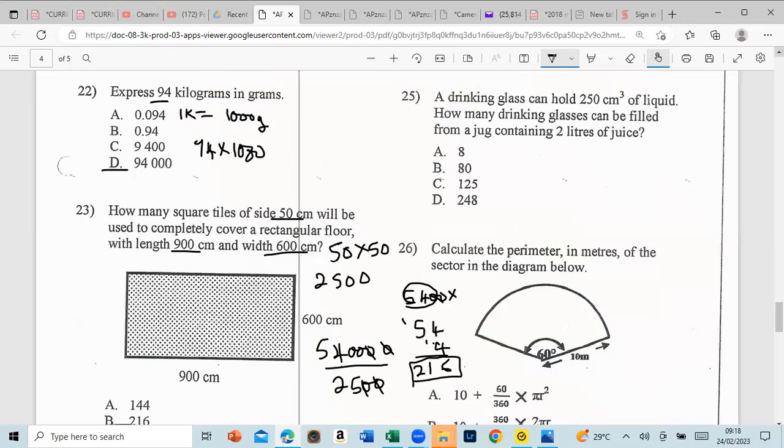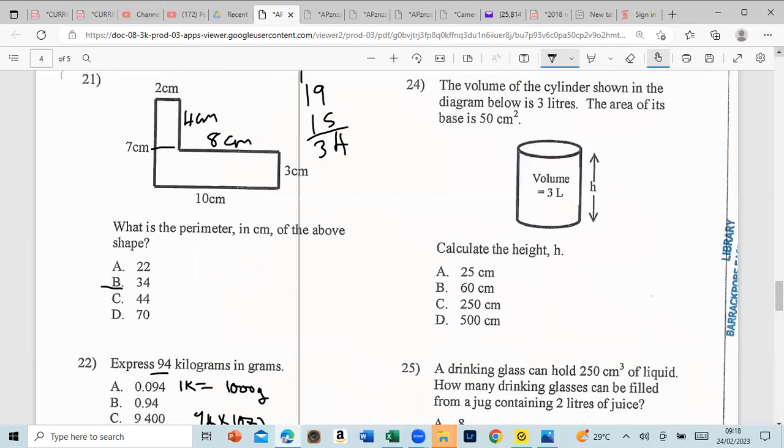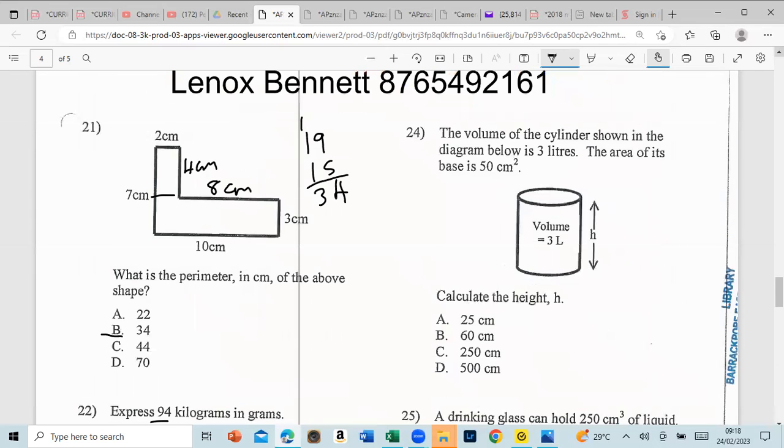Alright, so we just have the question, guys, because I think the paper messed up in terms of something. The volume of a cylinder shown below in the diagram. Oh, the volume is 3 liters. The area of its base is 50 centimeters square. Calculate the height. Alright, so we know we need to convert. First of all, I'm gonna convert this to cm.